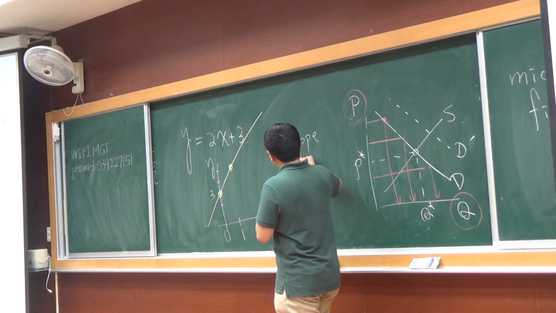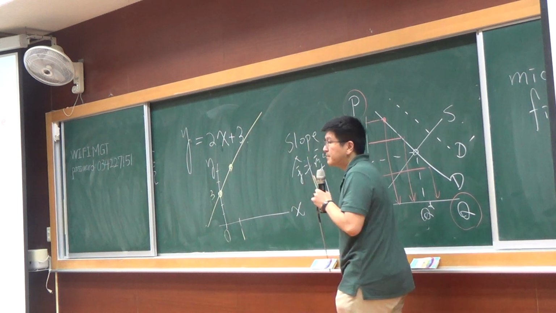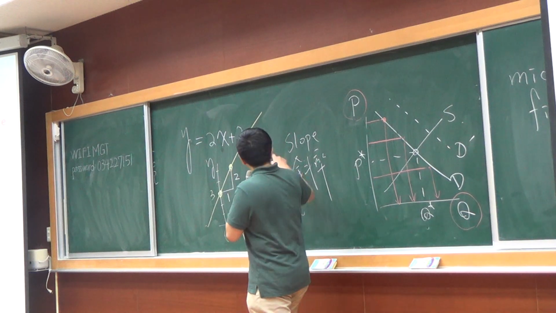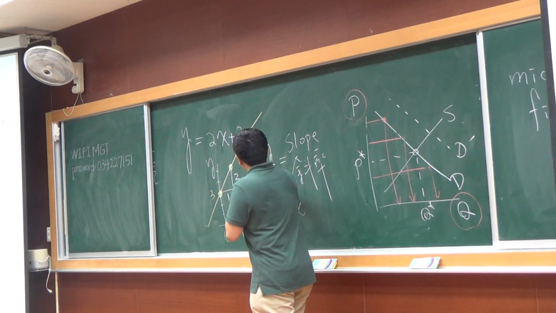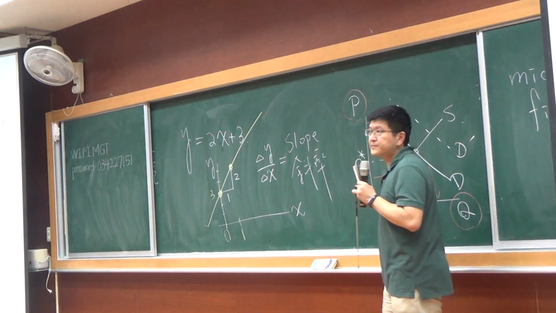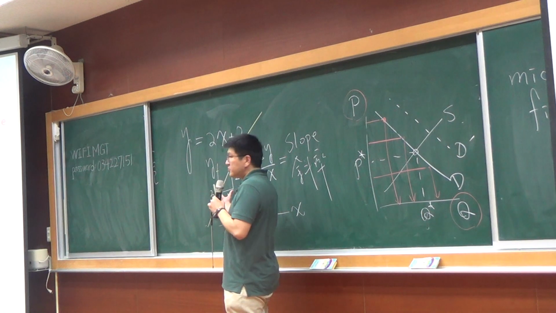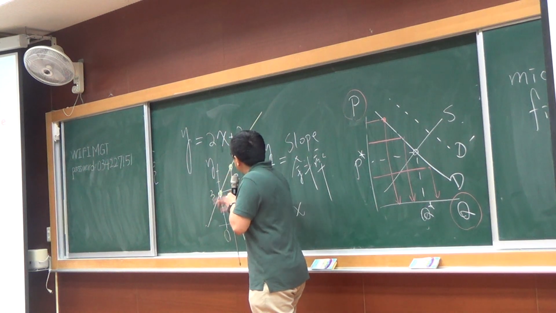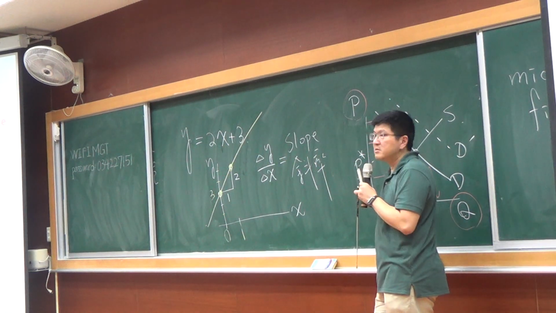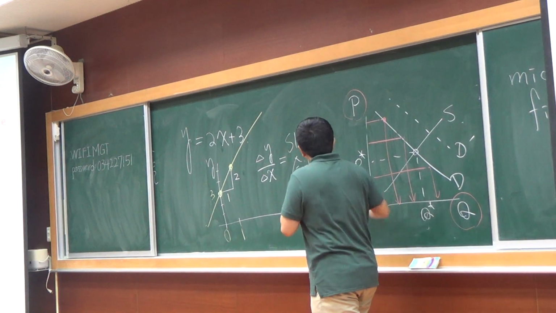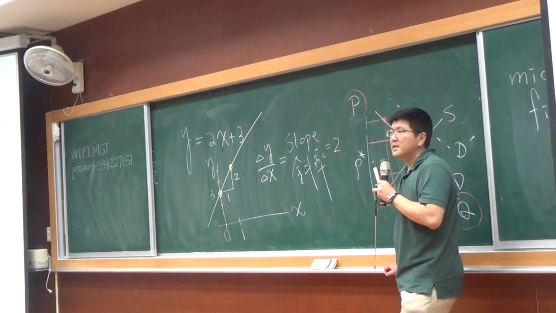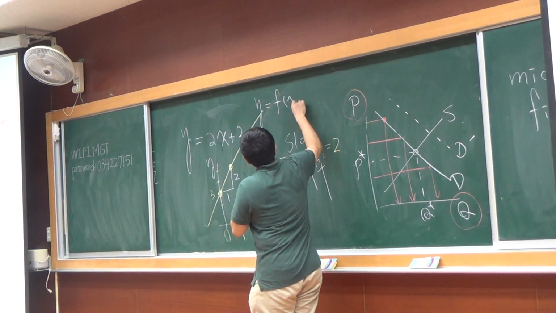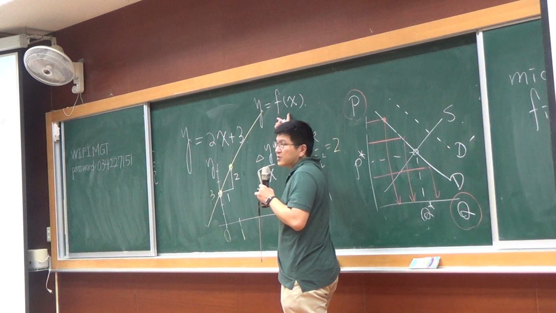In Chinese is the slope. So the slope would be 2, because the slope is defined by delta y over delta x. So 1 extra unit in x can raise y by 2. So the slope is actually 2. And we may call it a relationship, which means y is a function of x.